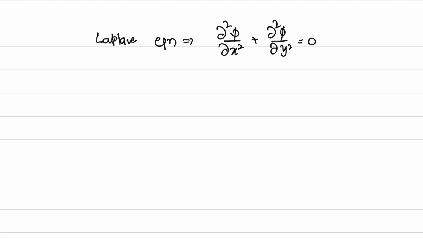because z to the power of n is equal to r to the power of n e to the power of I theta n, because e to the power of I theta n, what happens?